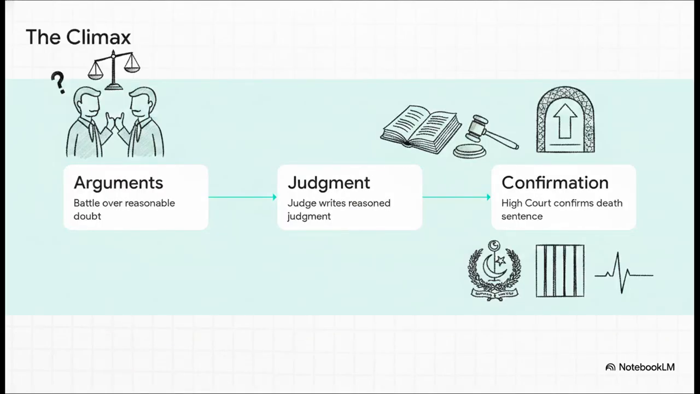Step 1 is the closing arguments. This is an intellectually demanding battle where the prosecutor and defense clash over that beyond a reasonable doubt standard. Then, Step 2, the judge has to write a highly detailed, reasoned judgment. They can't just hand down a bare guilty finding. Without a deep, logical analysis of every single piece of evidence, the judgment will be immediately thrown out on appeal.